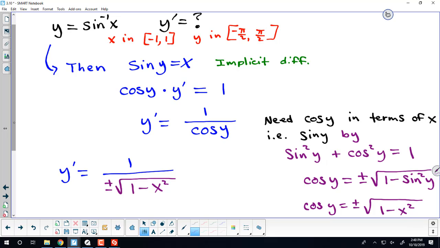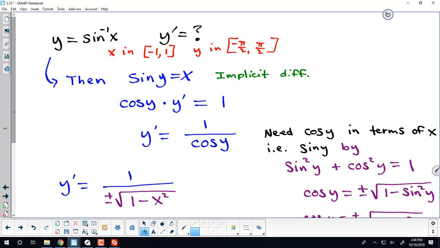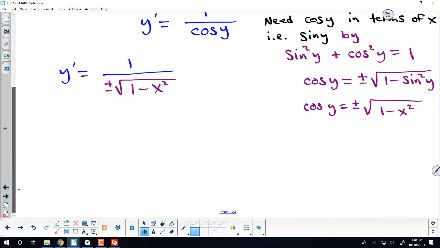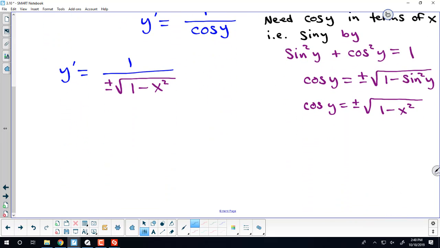So here, when we look at 1 over cosine y, we really could have said, well, we're taking the cosine of y, but where is y? So I guess question.